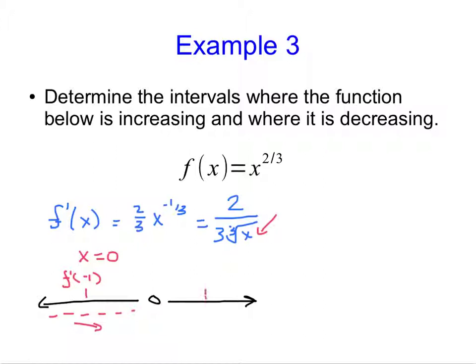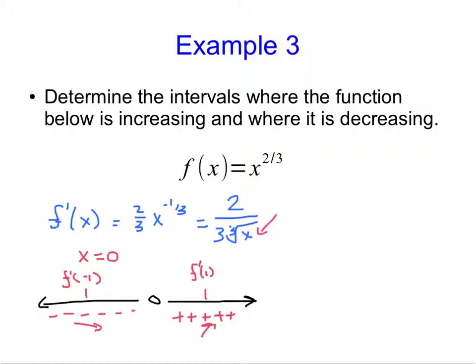Over here I'm going to plug a 1 in, and 1 is like my second favorite number to do math with. F prime of 1, you plug a 1 in here, you take the cube root, and you get 1. That means this is 2/3. 2/3 is positive. So the sign diagram over here is positive.